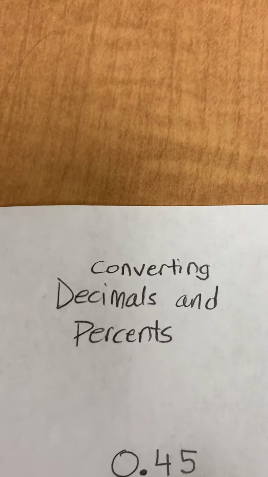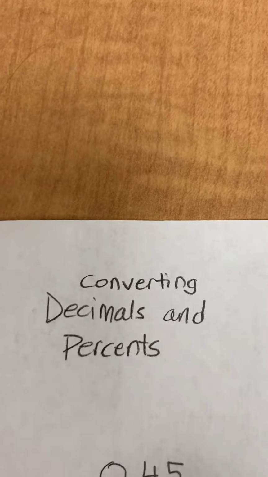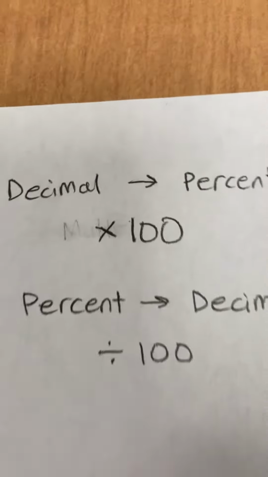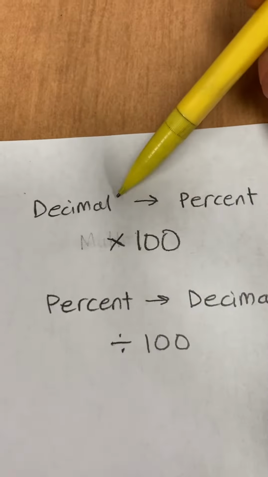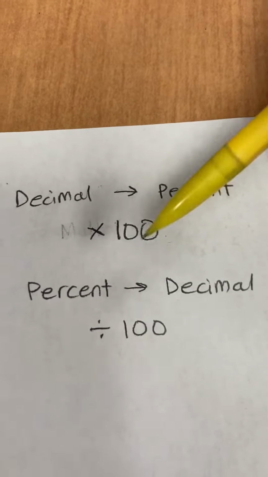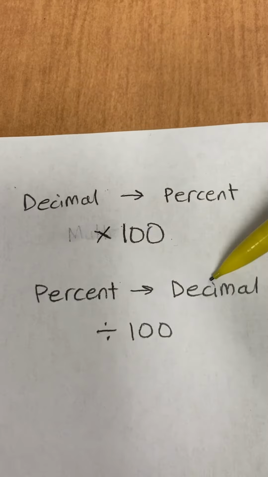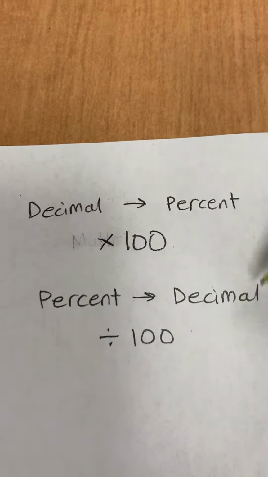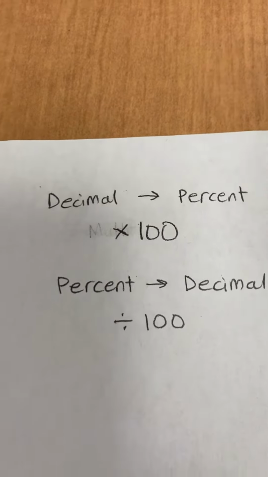This is converting decimals and percents, which is actually quite easy. If you want to convert a decimal to a percent, you multiply by 100. If you want to convert a percent to a decimal, you divide by 100. Simple as that. Just remember this. Here are a few examples.